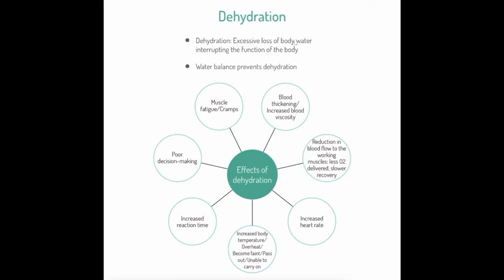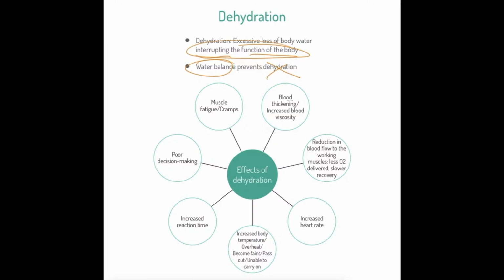So first of all, let's define dehydration. We're talking about excessive loss of body water, okay? And this interrupts the functions of the body. So it's not just losing water, it's to an extent that it interrupts what our body needs to do. Water balance prevents dehydration. So we want to stop this. That's what we're doing.